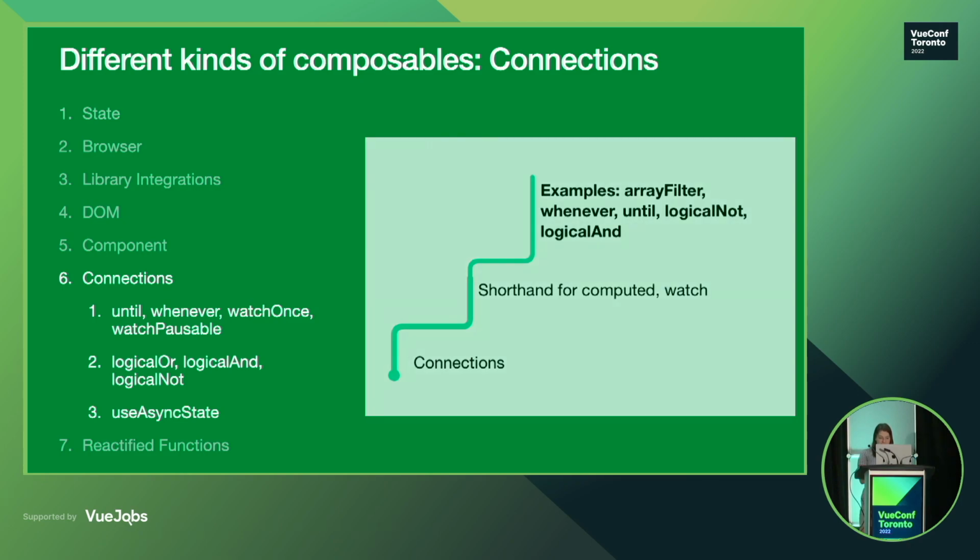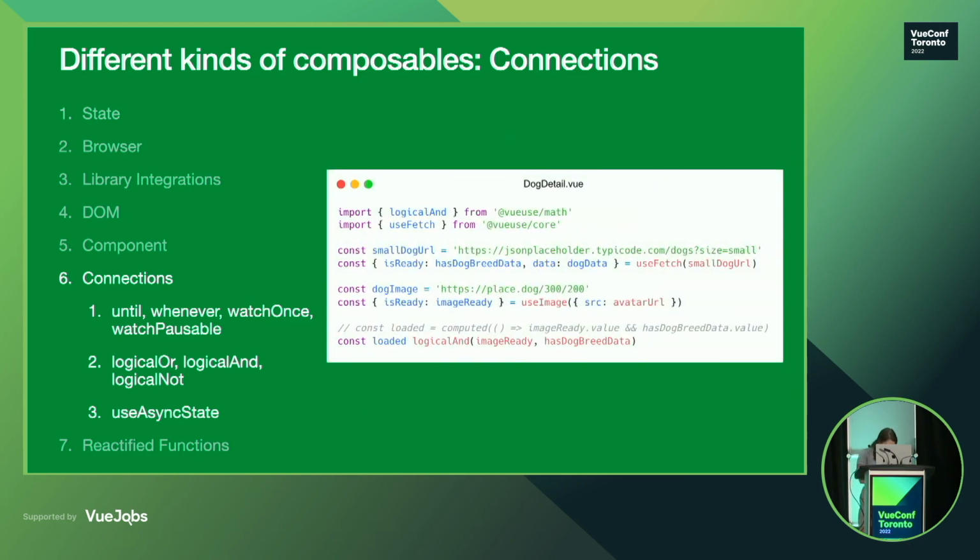And it's actually fairly declarative. So here's an example of fetching from a small dog URL. This is a fake URL I came up with like 40 minutes ago. A dog image, and you use logical and to say const load is equal to image ready and has dog breed data. And what you don't see is me unpacking value, because logical and does that for me. And so you can change that to be a ref, a maybe ref, it doesn't matter. And that's pretty exciting because in your computed, instead of saying right above it, image ready.value, has dog breed data.value, you can write a much shorter line of code.